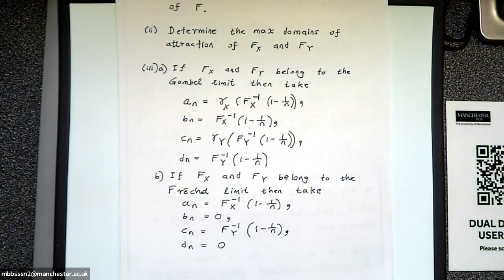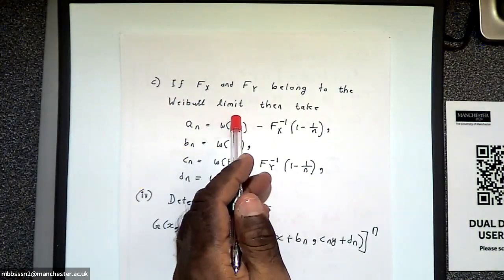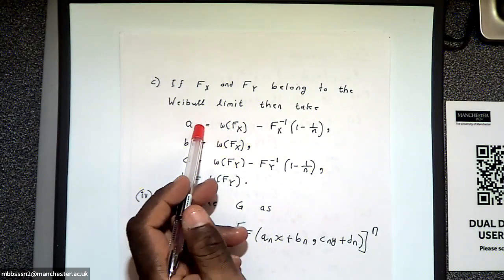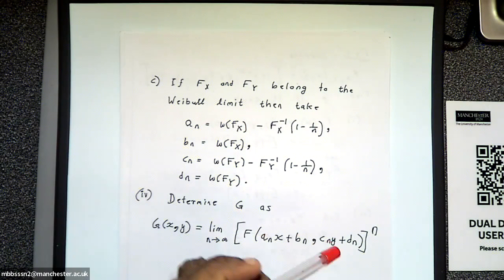And finally, if Fx and Fy belong to the Weibull domain of attraction, then you choose A, B, C, and D to be this. These are the formulas. All right.